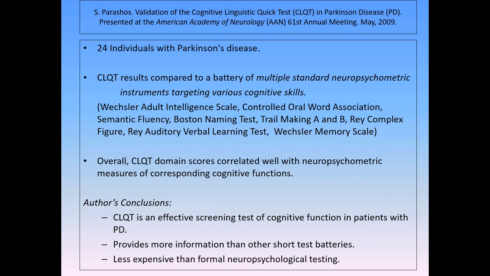And he found that overall the CLQT domain scores correlated well with neuropsychometric measures of corresponding cognitive functions. So he concludes the CLQT is an effective screening of cognitive functions in patients with Parkinson's disease. And of course, the study I just spoke of also confirms that. And the CLQT provides more information than other short test batteries, like the mini mental, and is less expensive, and I must say, far less time consuming than formal neuropsychological testing.